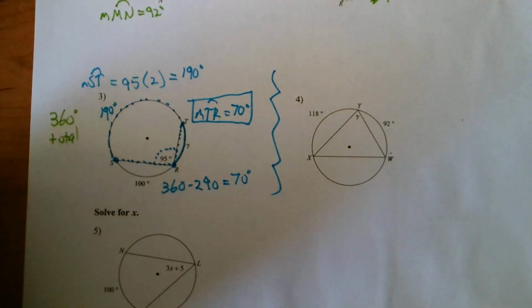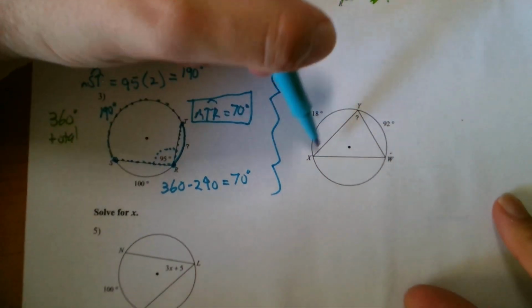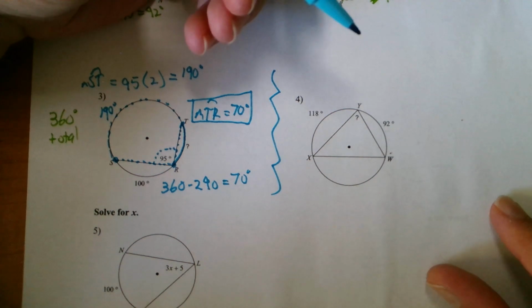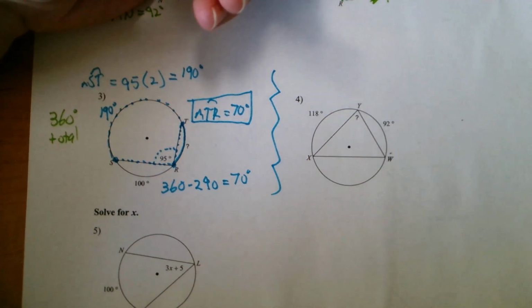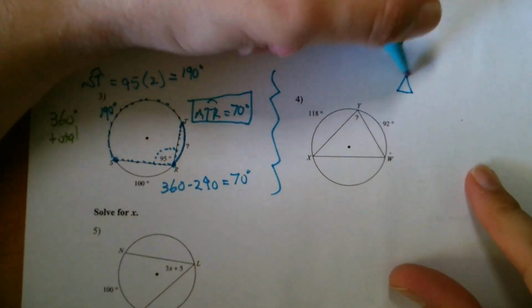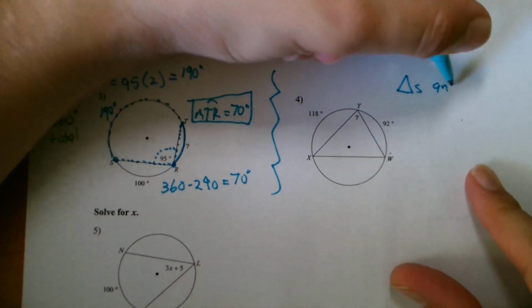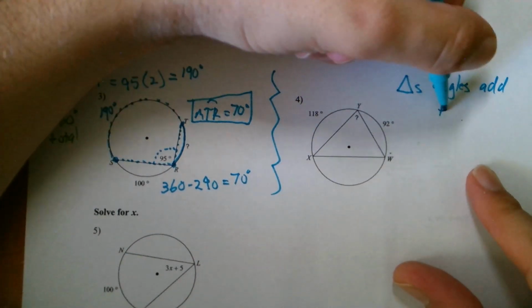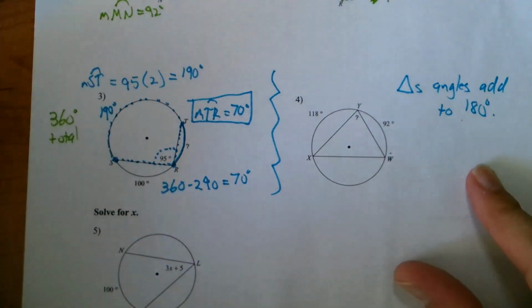Number 4 is another inscribed angle problem, but this time I have an entire inscribed triangle. Now, what is going to be important to remember about triangles in this part of the video? Triangles have angles that add to 180 degrees total.